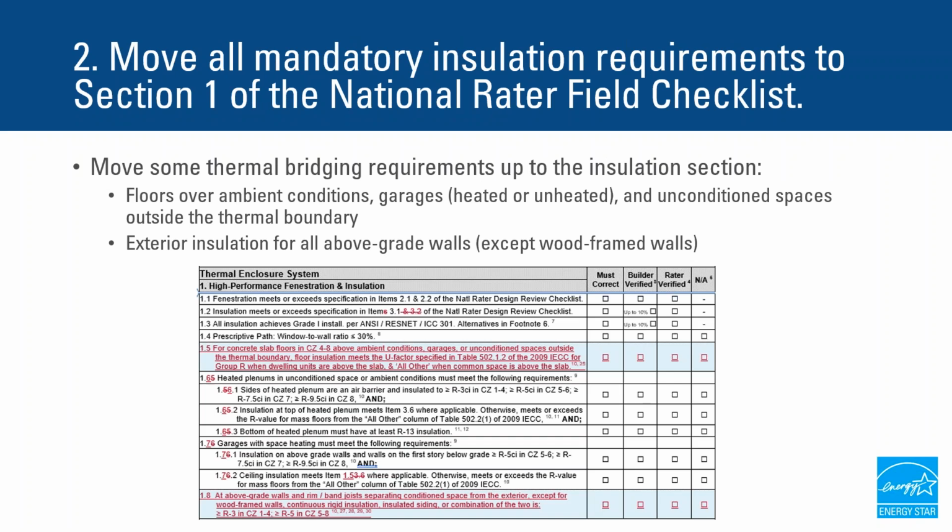Next was moving all of the mandatory installation requirements to section 1. So we were taking some of the thermal bridging requirements that were in section 3 and moving them into the installation section because they will still be mandatory. These include floors over ambient conditions, garages, and unconditioned spaces, as well as exterior insulation for all above grade walls, except for wood framed walls. So those installation requirements will now all be contained in section 1, which will have all of the mandatory installation requirements.